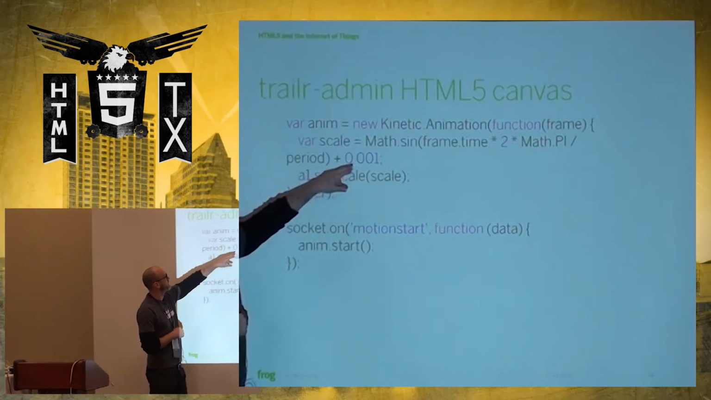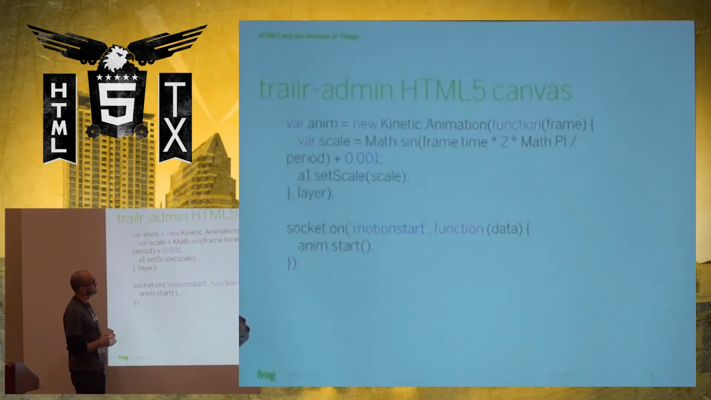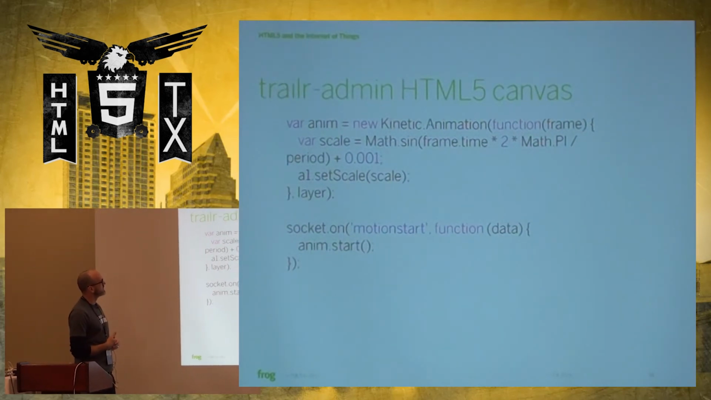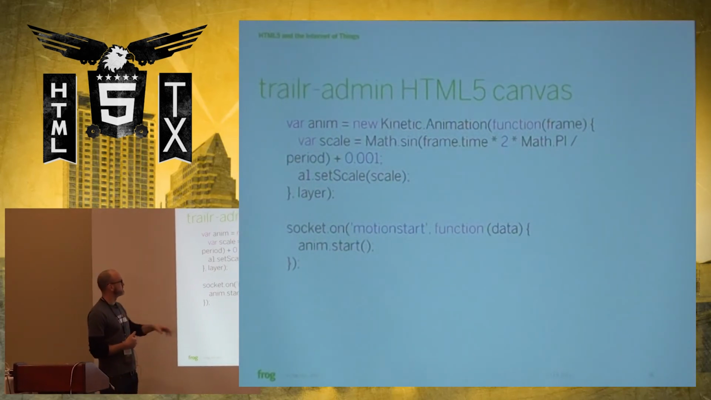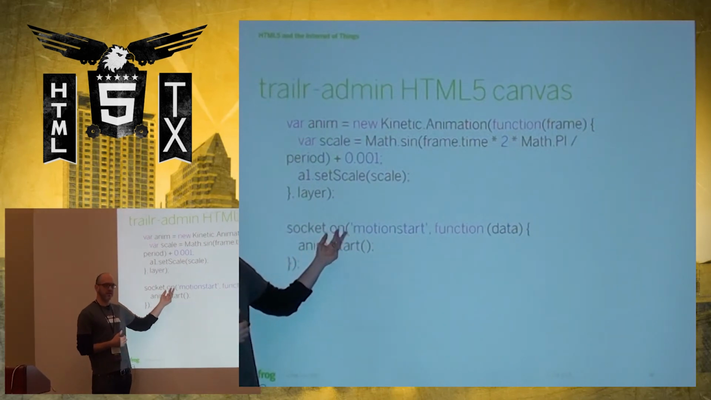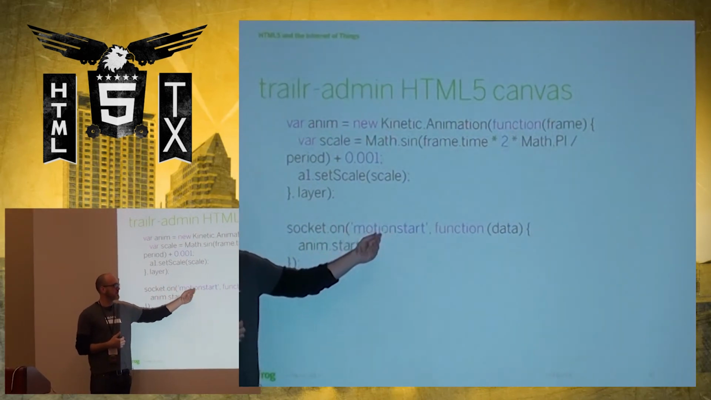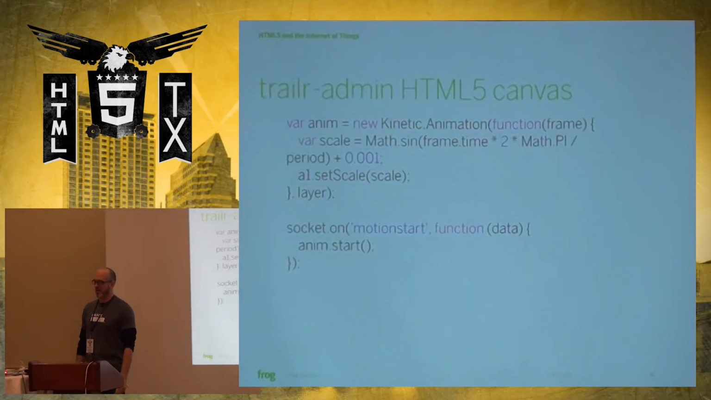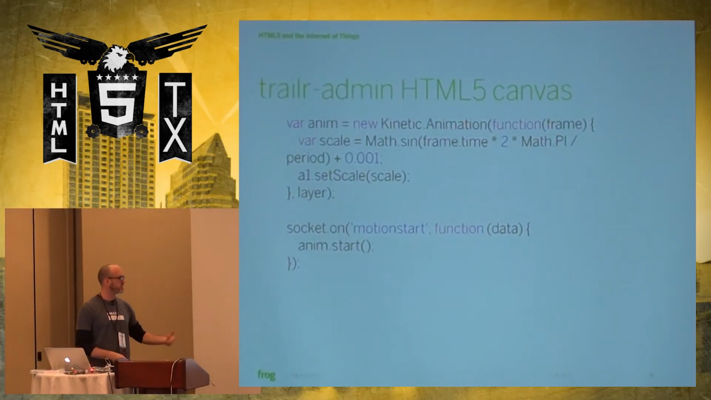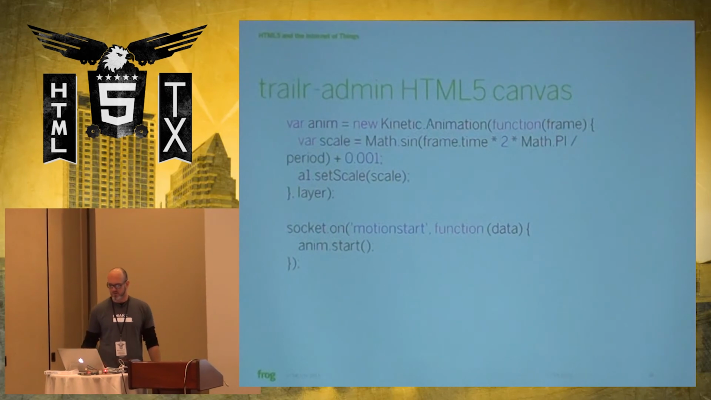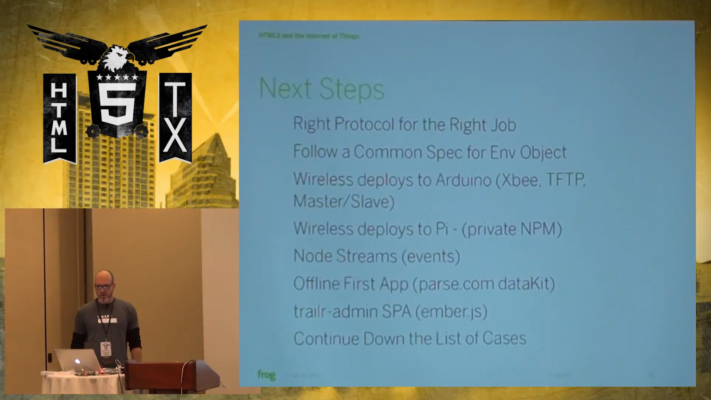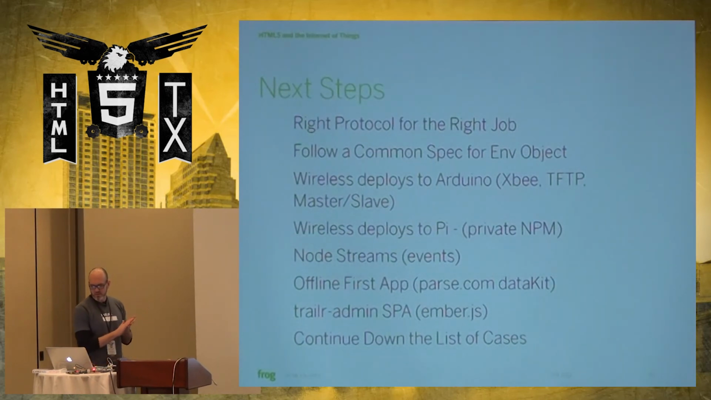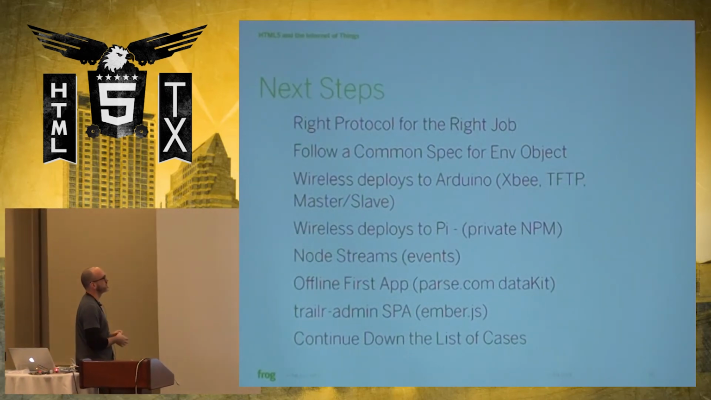There's your Kinetic object or high-level namespace, and all I'm doing is, on a socket event, when the motion start gets sent over the socket, I just start the animation. It's really not all that complex, but you can see, use your imagination a little bit, that it can grow tremendously. Okay, so I think we're getting close here, and I want to talk about next steps.